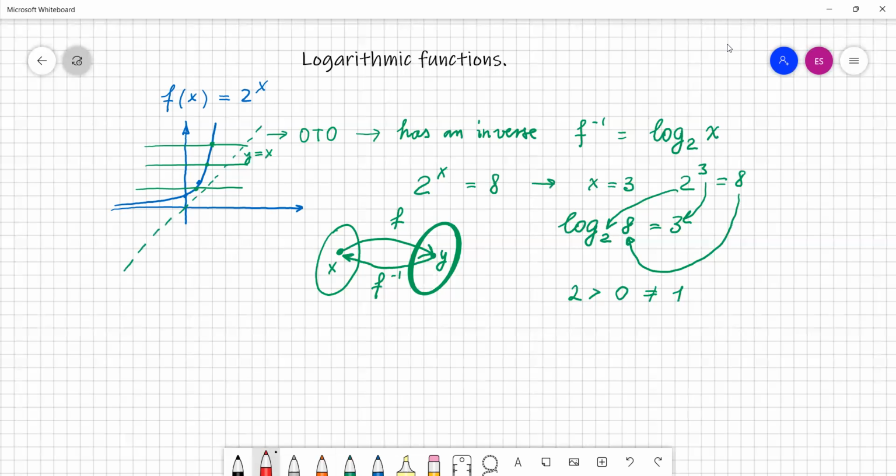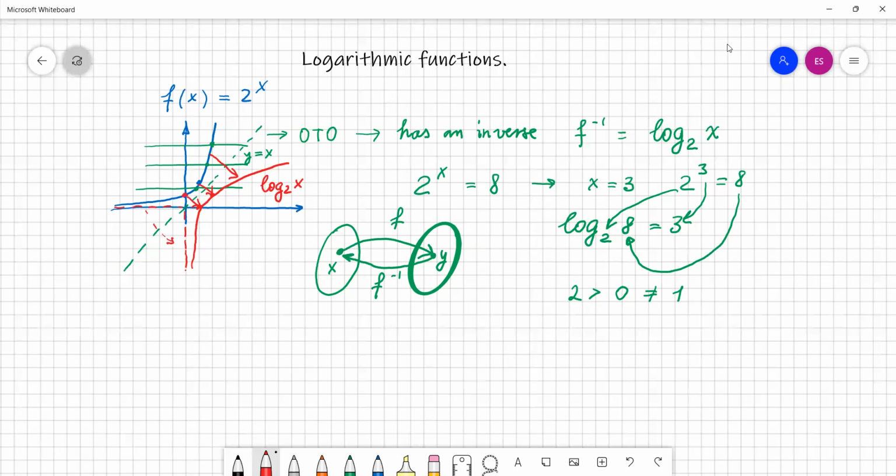Well, let's do this reflection. For example, this point is going to be reflected here, and this point is going to be reflected here, and this horizontal asymptote is going to be reflected into a vertical asymptote, and my graph is going to look like this, and that's the graph of log with base 2 of x, kind of a reflection.